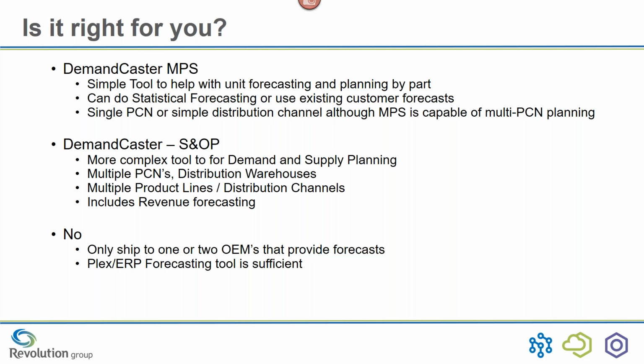S&OP process tends to be used more by larger companies, multi-PCNs, a little more complex. If you have distribution warehouses, you have a bunch of different distribution channels, and you also want to see revenue forecasting, that would drive you to go up to the S&OP process. If you've got only one ship to, and they provide you your forecast, and your Plex customer forecasting tool is working for you, and you've got it integrated into MRP and PRP, and you're getting the information you need, you probably don't need DemandCaster. This DemandCaster takes you kind of to the next level and much more integrated forecasting and planning.